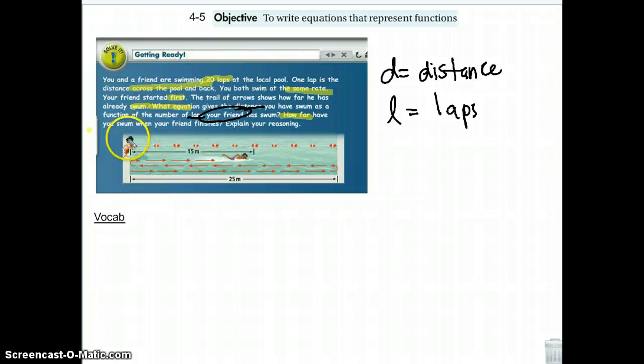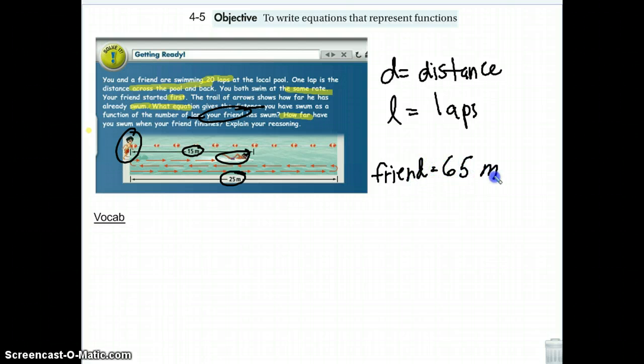So right now, here's you and here's your friend. Your friend has swam one down and back lap, which is 25 meters down, 25 meters back, so that's 50. And then right here it tells us that this person swam another 15 meters before you started. So I already know that my friend has already swam 65 meters. So I know that I will always be 65 meters behind him because he started earlier.